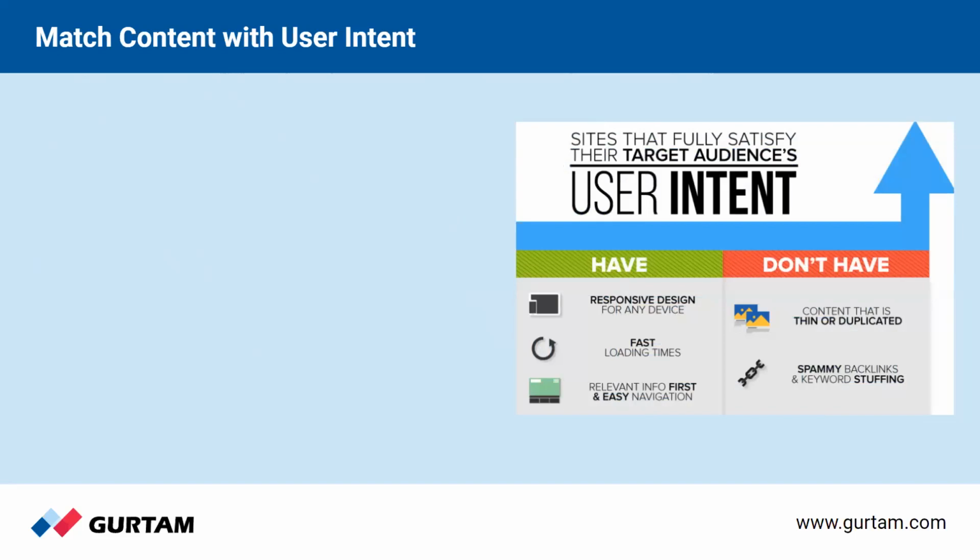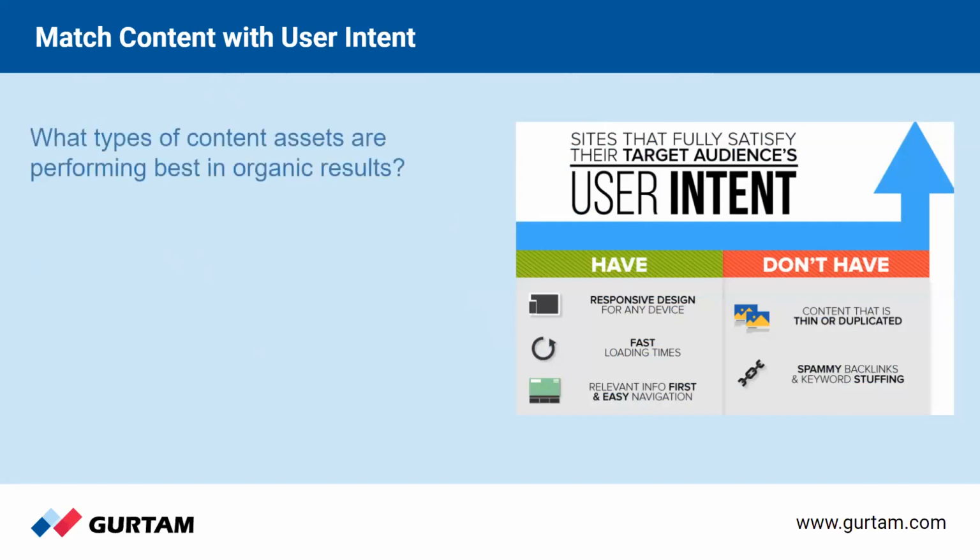So also you must match content with user intent. And you must ask yourself some questions. What types of content assets are performing best in organic results? You can do a quick research, just Google something that is relevant to your business and look at the content that is in the search results page.